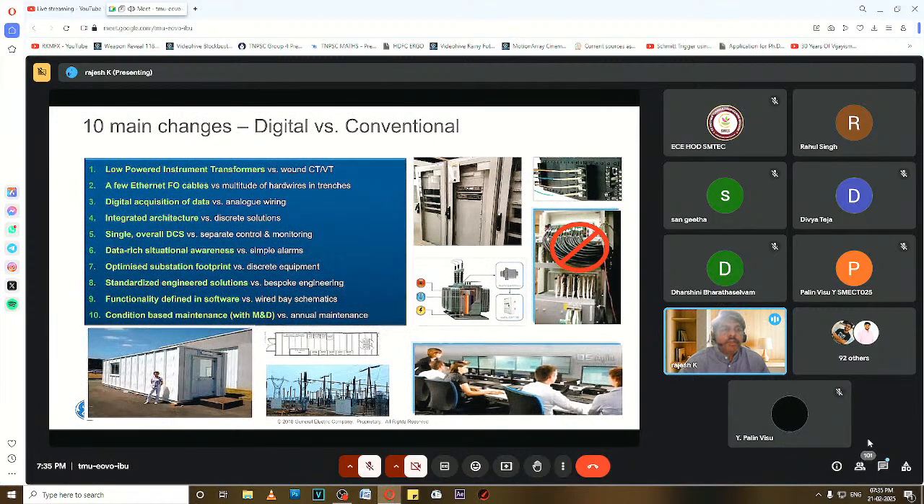In one single HMI screen, you can have multiple information monitored. Of course, you will have a single overall distributed control system. It will be rich in data. The substation footprint will be less. The one at the left bottom corner is a substation control room, which used to be at least 15 to 20 times bigger than this. As a prototype, it was done to have one substation control panel room in a container. The one at the left bottom corner is a typical layout of how a container can be used for a control room.